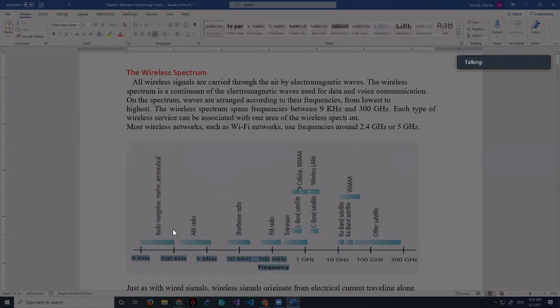I did understand. Good. All right, so the wireless spectrum spans frequencies between 9 kilohertz till 300 gigahertz. This is all the telecommunication here, voice and data. Each type of wireless service can be associated with one area of the wireless spectrum. The Wi-Fi that we use nowadays, right? It's in this range. So we use some Wi-Fi here, and we use some Wi-Fi here, and we have some channels in here, and some channels in here, right? So when we go to this, you see, this is 1 gigahertz. Somewhere here, 2.4 and 5 gigahertz, right? This is the wireless LANs, the Wi-Fi, WLAN, right? We are just here, okay? So something in between 2.4 gigahertz and 5 gigahertz.